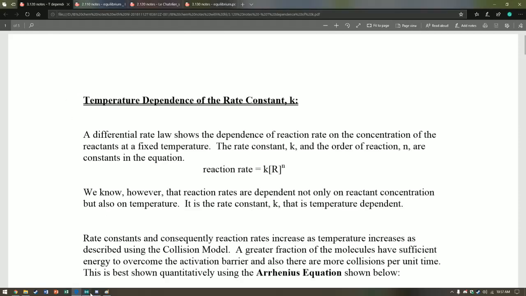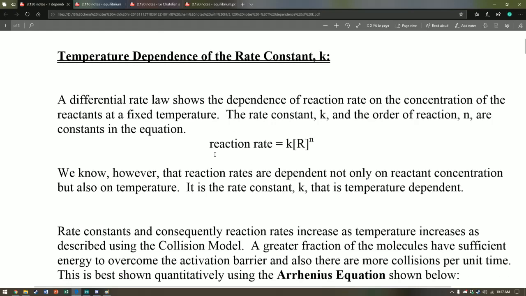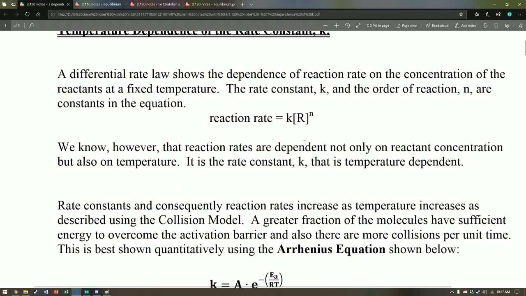Alright, so today we're going to look at the temperature dependence of the rate constant, k. As we discussed in earlier videos, the differential rate law is given by this expression here. However, we also know that reaction rates depend not only on reactant concentration, but also on temperature, and it's the rate constant, k, that is temperature dependent.